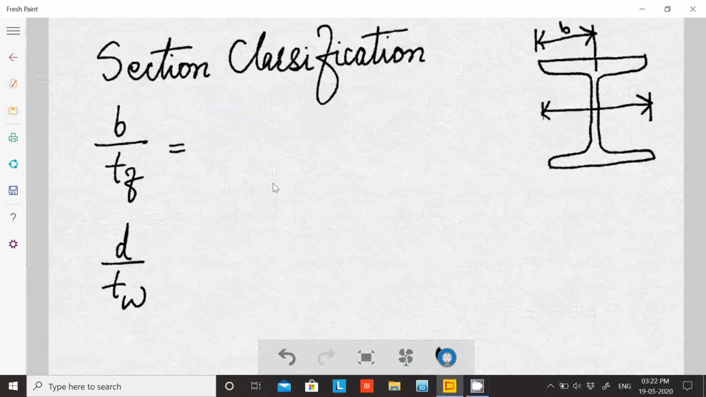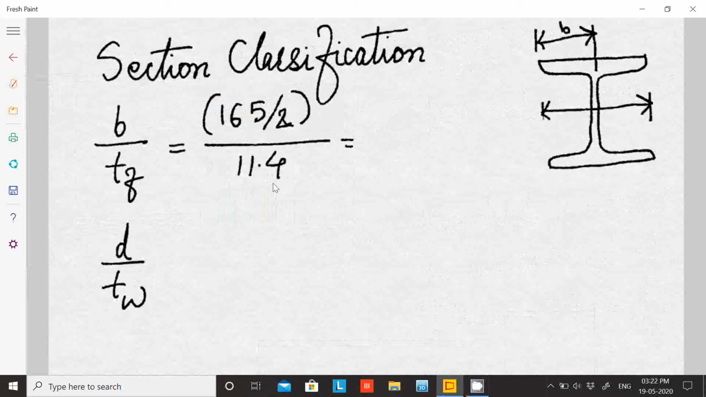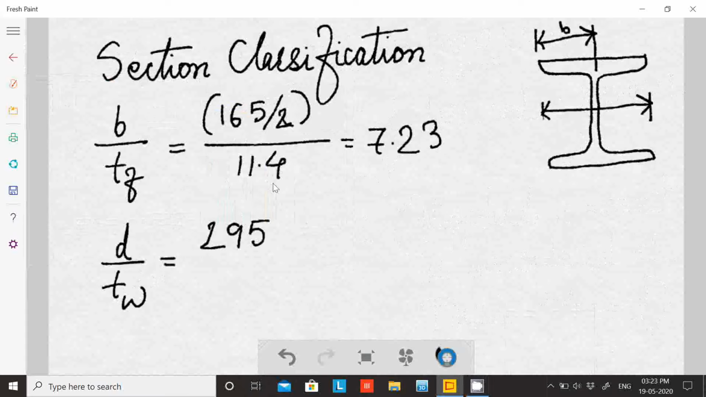All right, so it will be how much? If we consider it as the half of width of flange, it will be 165 by 2 by tf. Tf is 11.4, so we get it as 7.23. And d by tw, d is the depth of the web, through the part having constant width. So 295.2, after subtracting both the root and the flange, divided by 7.4, we get 39.9.